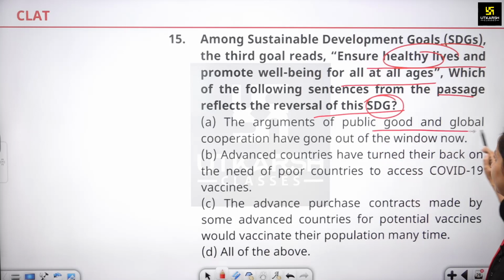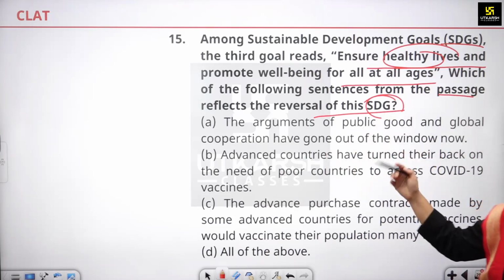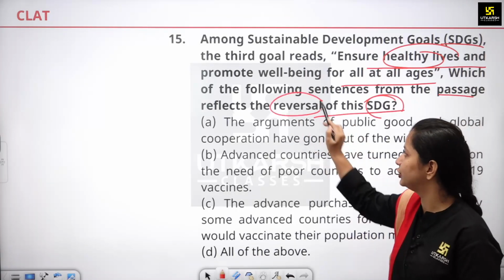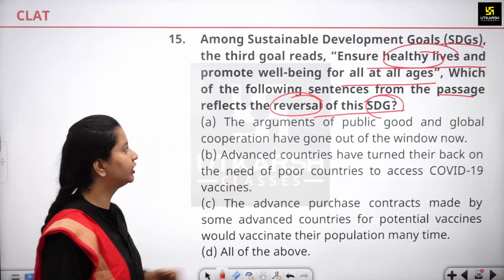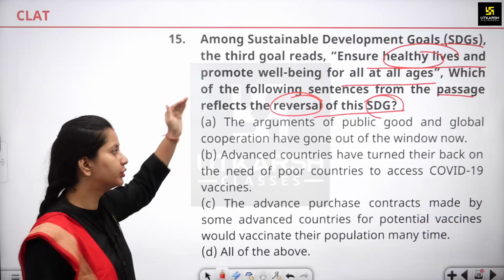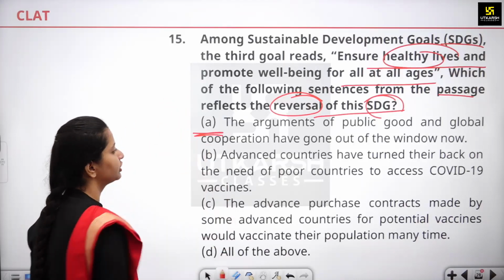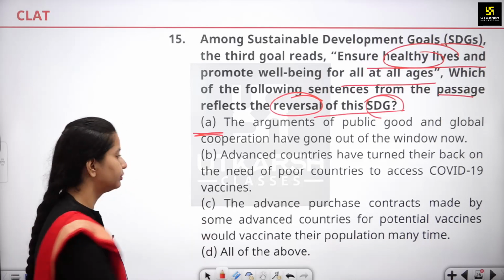द आर्ग्यूमेंट्स ऑफ पब्लिक गुड एंड ग्लोबल कोऑपरेशन हैव गॉन आउट ऑफ द विंडो, जो इसके अगेंस्ट है, दैट रिफ्लेक्ट्स द रिवर्सल ऑफ दिस एसडीजी. सो यहाँ पर ऑप्शन ए, दैट आर्ग्यूमेंट ऑफ पब्लिक गुड एंड ग्लोबल कोऑपरेशन हैव गॉन आउट ऑफ द विंडो, ये इसके एकदम ऑपोजिट है. दिस कुड बी द आंसर. ऑप्शन बी, एडवांस कंट्रीज हैव टर्न्ड देयर बैक ऑन द नीड ऑफ पुअर कंट्रीज, दिस कुड आल्सो बी द आंसर.